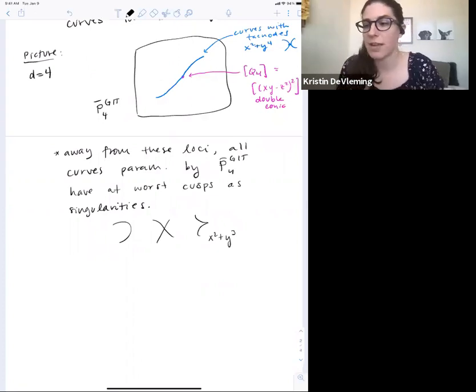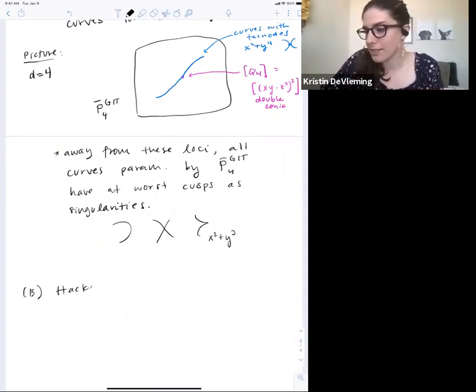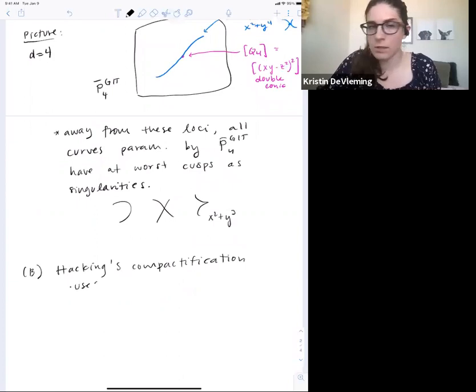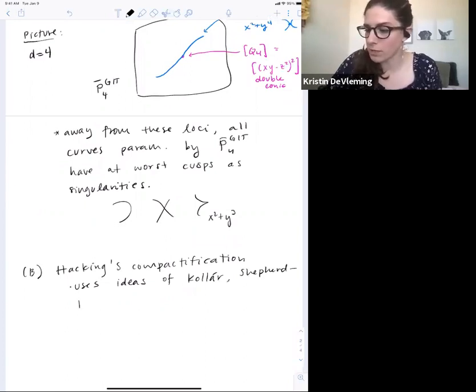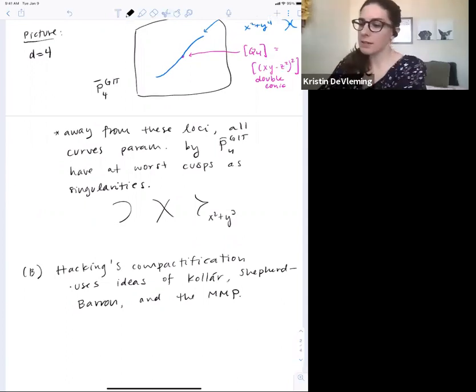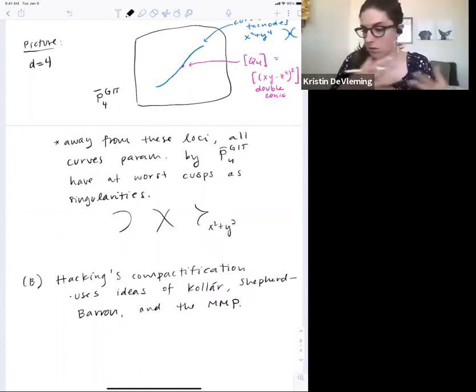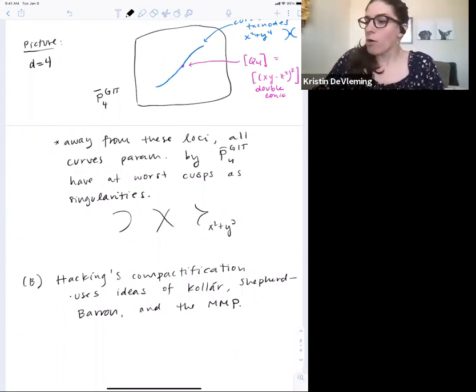There are alternate compactifications that we can study of the moduli space of smooth plane curves. One that will be important in this talk, sort of an intermediate compactification, we'll call Hacking's compactification. The definition will be a little bit strange, but it uses ideas of Shepherd-Barron and the minimal model program. The idea here is to get rid of the notion that the limits of our plane curves have to be plane curves. We might take a curve in P2 and degenerate it to some other curve that no longer admits an embedding in P2. How are we going to understand those?